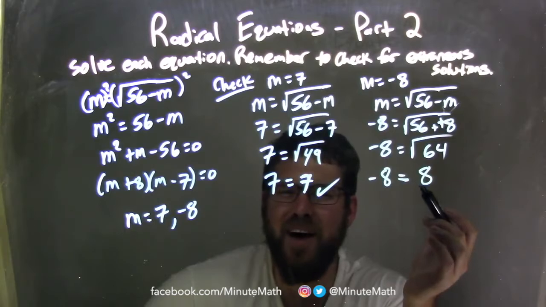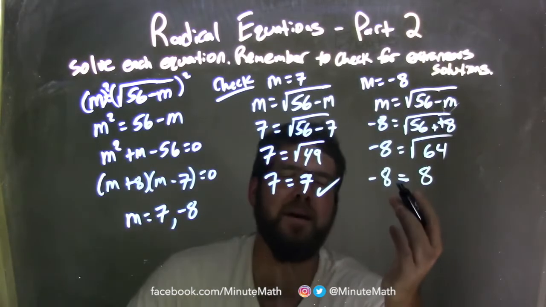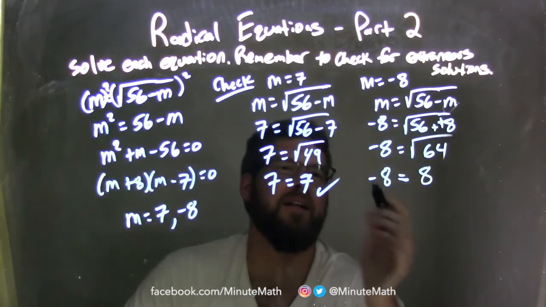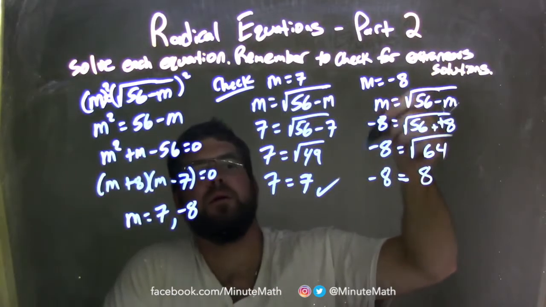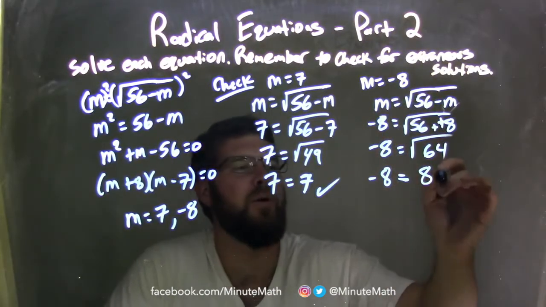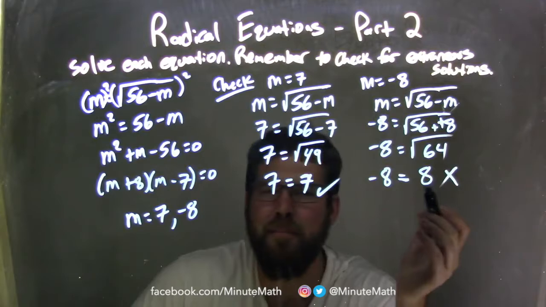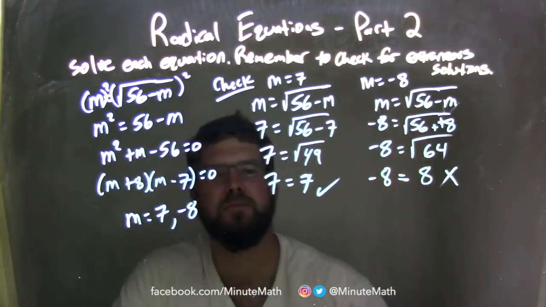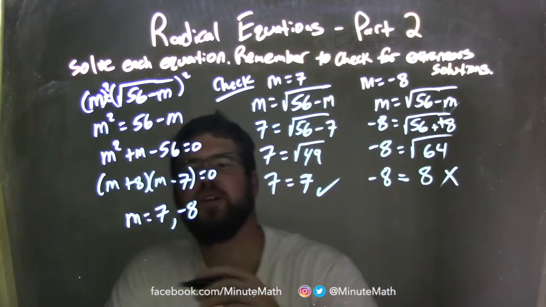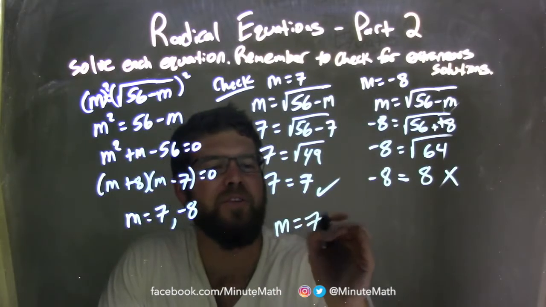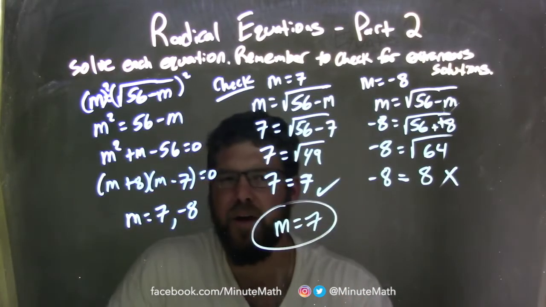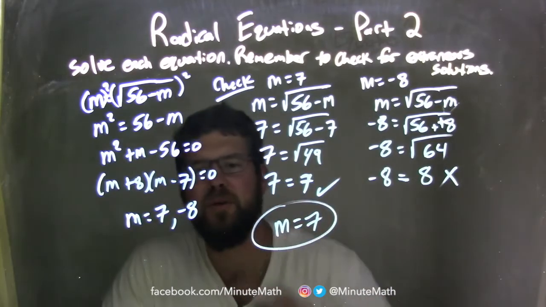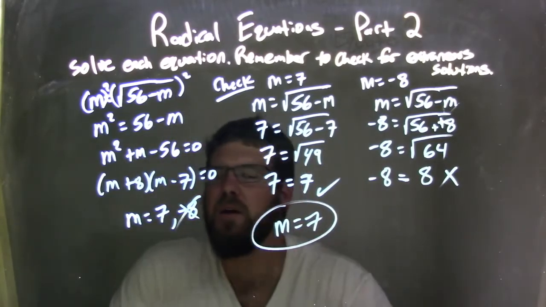Negative 8 and positive 8 are not equal. Be careful, folks. A lot of people will all of a sudden say, let's just get rid of the negative and it's equal. No, they're not equal. Negative 8 and positive 8 aren't the same. That is our extraneous solution. Negative 8 is extraneous. So our only true solution here is m equals 7. It's the only one that checked out. Don't need that negative 8. He's not a good friend.